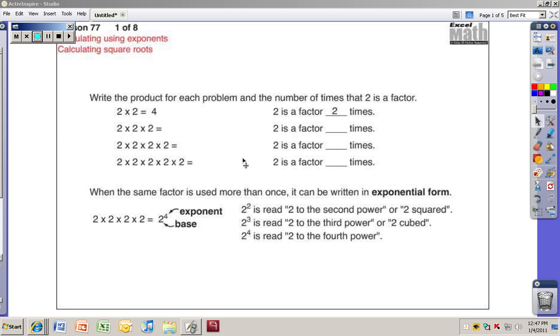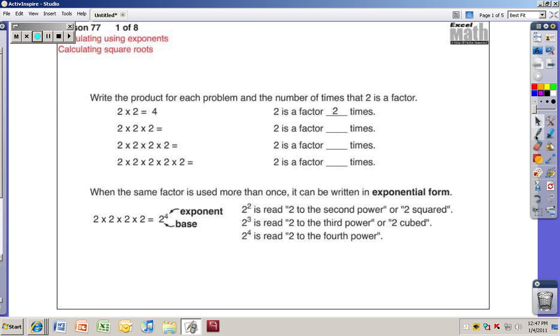The first part says, write the product for each problem and the number of times that 2 is a factor. So 2 is the factor 2 times there. So we'd say 2 is the factor 2 times, and the answer is 4 because 2 times 2 is 4. How many factors of 2 do we see here? Of course, 3. Good job.